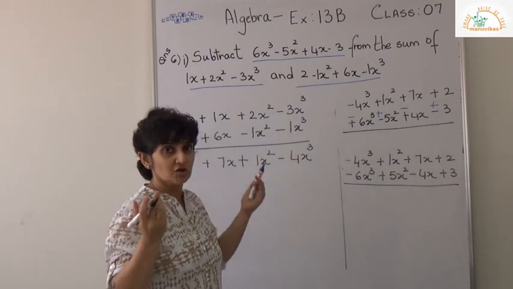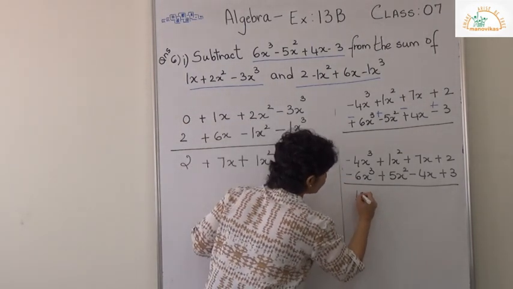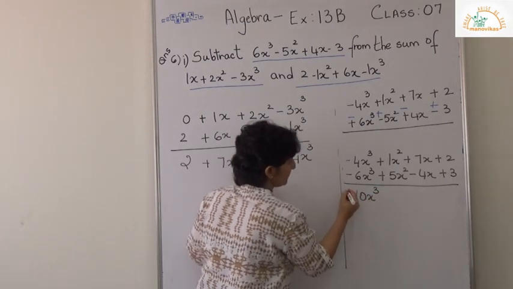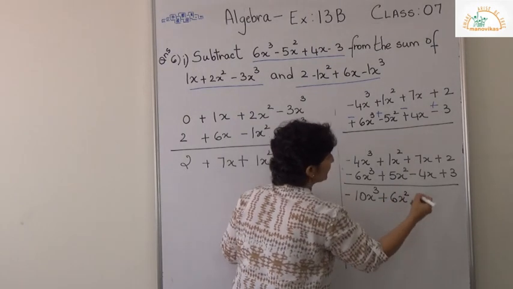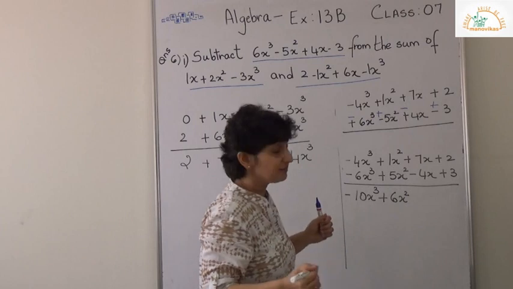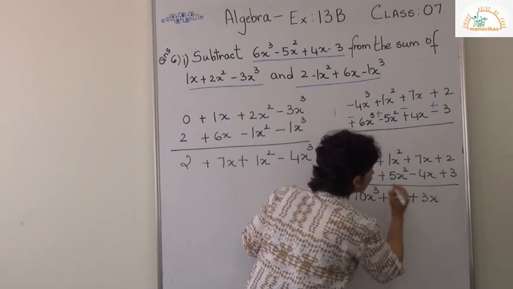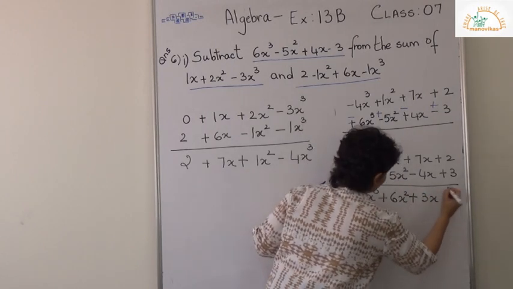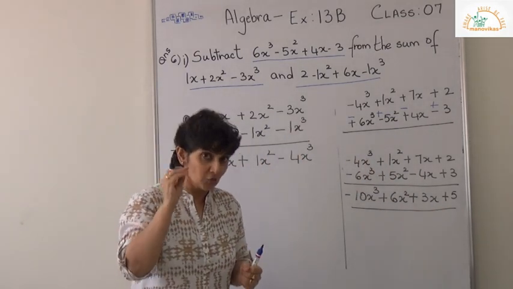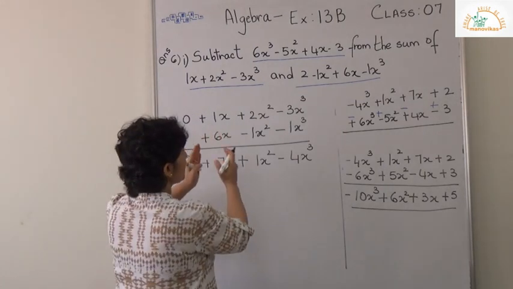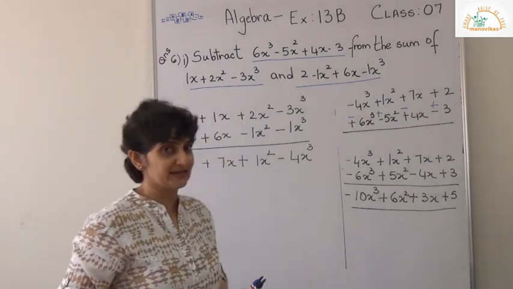Once you have changed the signs, do it as you do it normally. Same family and put the sign of the bigger number, minus 10x cubed plus 6x squared. Different family, subtract. So 7 minus 4 will give you 3x. Put the sign of the bigger number, plus 5. So this is my answer. I hope you have understood. Do it slowly and carefully and spread the numbers, children, when you are doing. Don't make it too close. Let's move on to the next question.